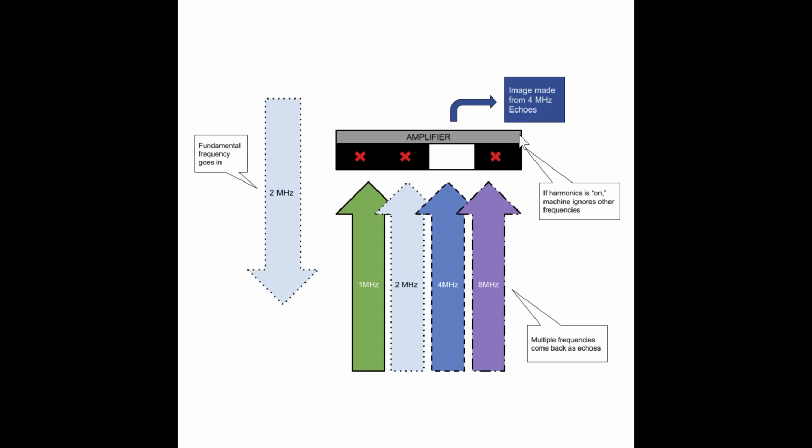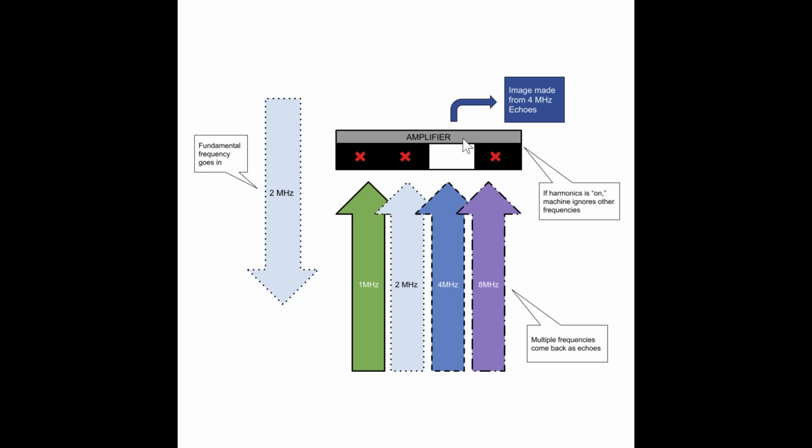So with harmonic imaging on, the machine is listening for those second harmonics. It's going to let them through, and that's what's going to make our picture. So the amplifier is tuned to the second harmonic. It's going to ignore all the other echoes coming back and only allow echoes that fit the harmonics bandwidth to be processed further by the machine.